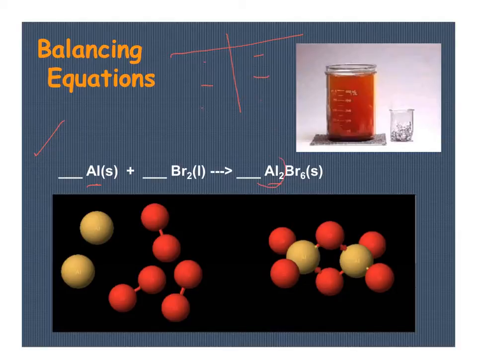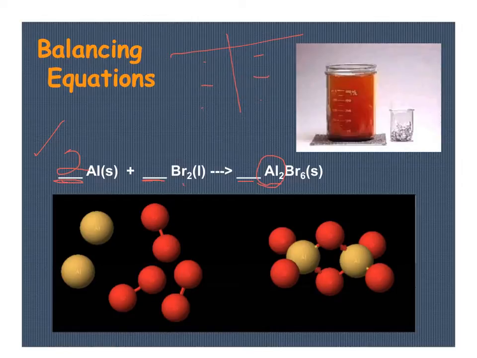I have 2 aluminum atoms on the product side. I can't change subscripts over here. I cannot add a subscript. Now let's see if I can figure out how to erase. There we go. I can't change a subscript. All I can do is add numbers in these coefficient areas. So I'm going to add a 2 here. That balances my aluminum atoms on both sides of the arrow.